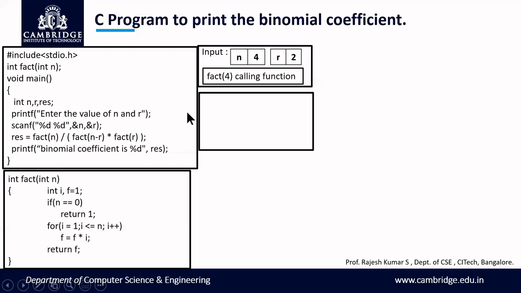What is the n value we have entered? The n value we have entered is 4. I'm checking whether 4 double equals 0. Is 4 double equals 0? No, it is false. So what happens? It won't go to this line. It will go to the for loop.